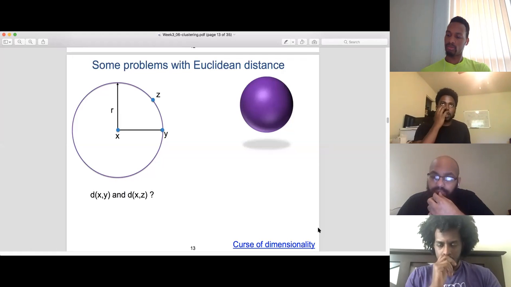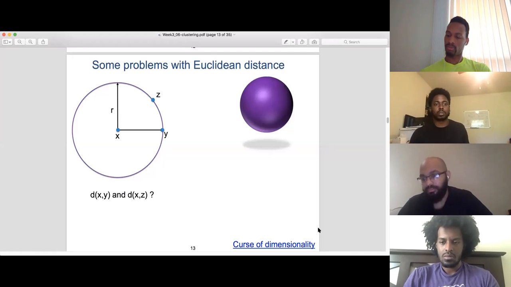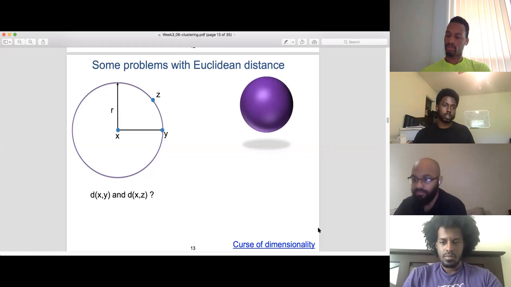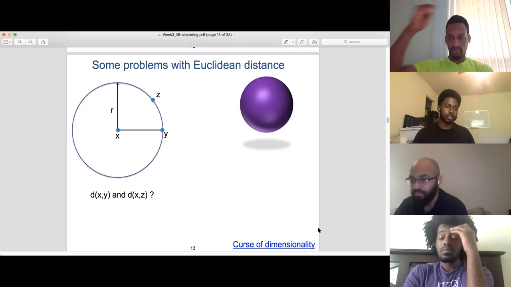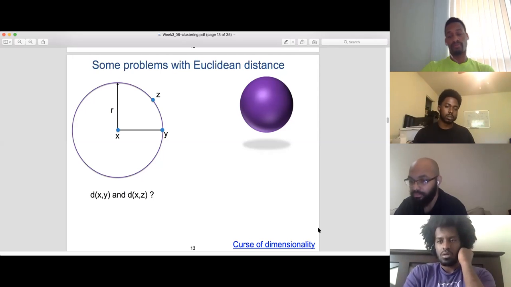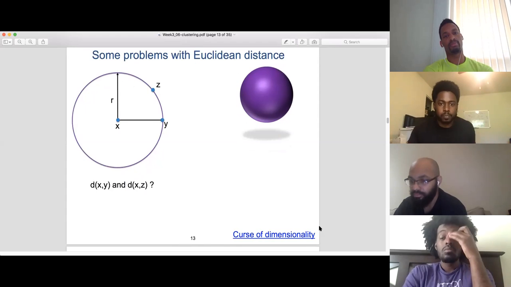I'm not sure I would use that word, but you have to keep in mind that the outer shell represents a larger and larger fraction of the total volume. So if you had evenly distributed data points throughout your entire space, most of those points will be in the outer shell, because the volume of the outer shell is a huge fraction of your space. Okay, got it.